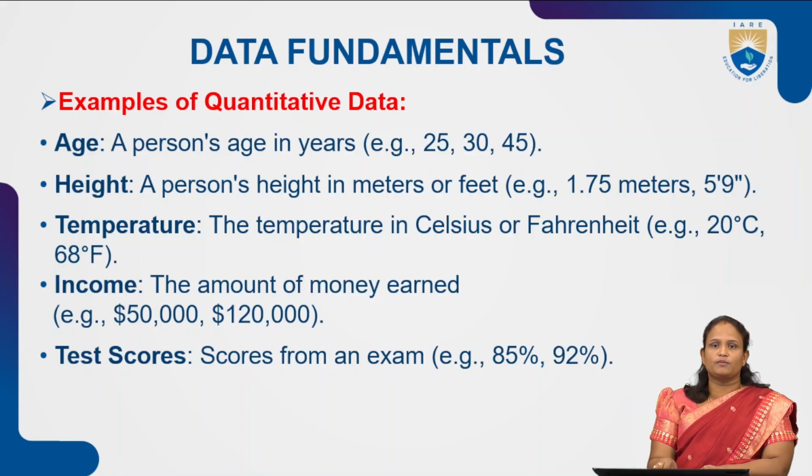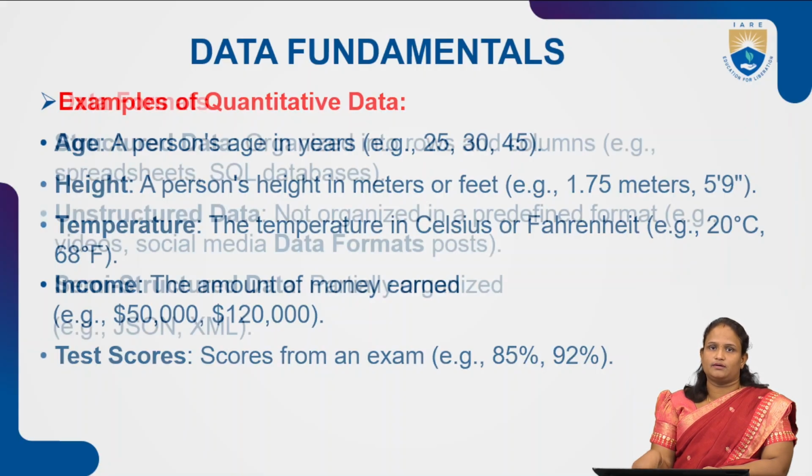Income. The amount of money earned. How much money you are earning per month or per year, whatever it may be. Test scores. Scores for an exam. Exam 85%, 94%. These are all the examples. What are the 5 examples I have taken? Age, height, temperature, income, test scores, whatever it may be. These are all quantitative data. Based on the quantity present in that, we are going to measure this quantitative data. These are the examples for quantitative data.